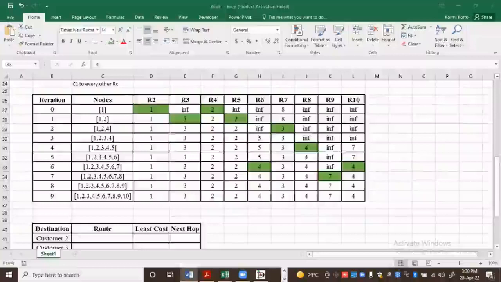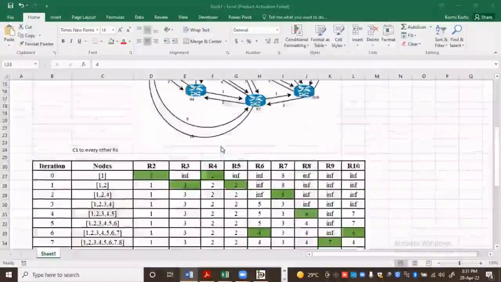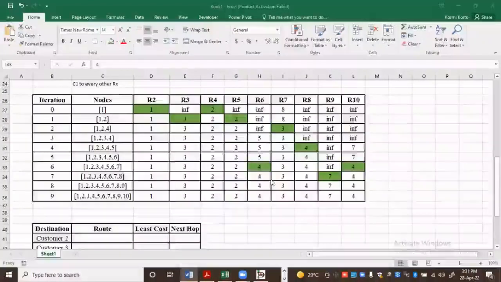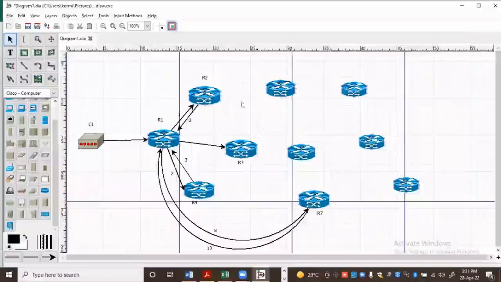Let's sketch the shortest path tree, because once you're able to identify the least cost, you're supposed to sketch the least cost path tree, the shortest path tree from the tabulation. So we go back to the drawing board. In this case, all this craziness is going to be much cleaner.